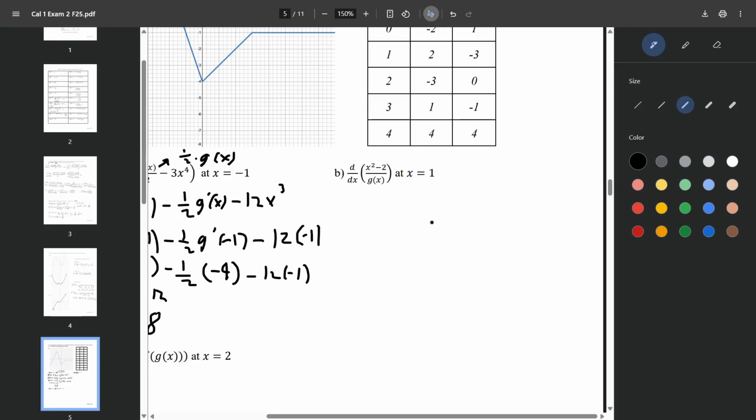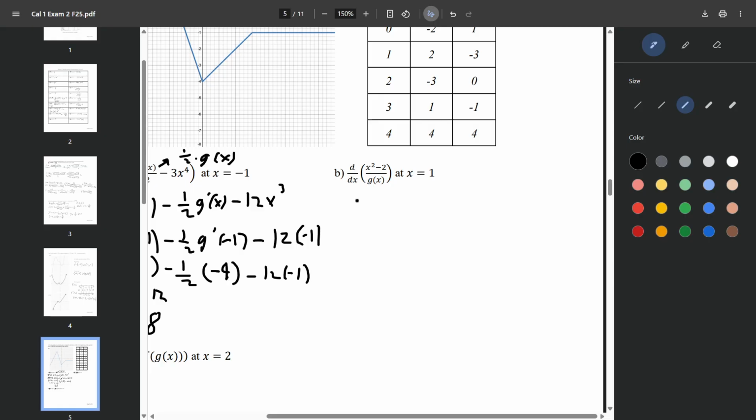And now we move on to b, which is the derivative of x squared minus 2 over g of x at x equals 1. For this one, we have to use the rule low d high minus high d low over low low, which means the lower part of the equation times the derivative of the higher part, minus the higher part times the derivative of the lower part, all divided by the lower part of the equation squared.